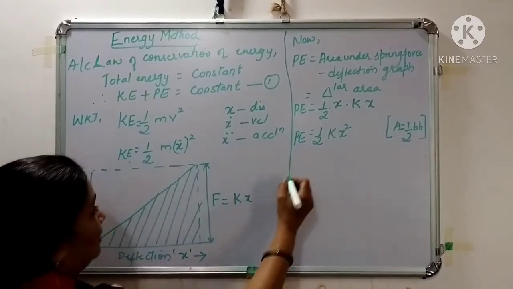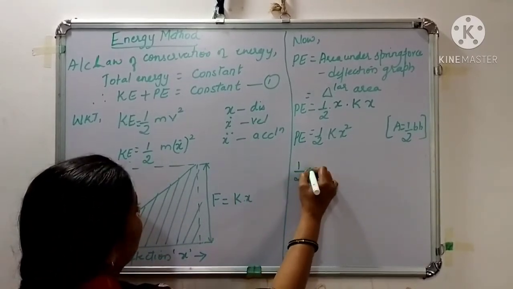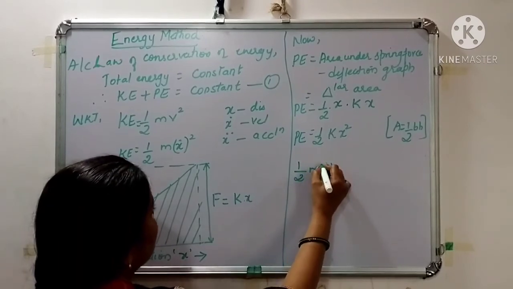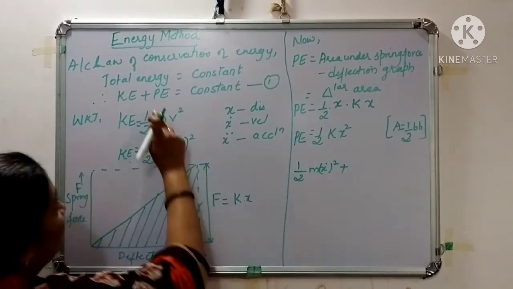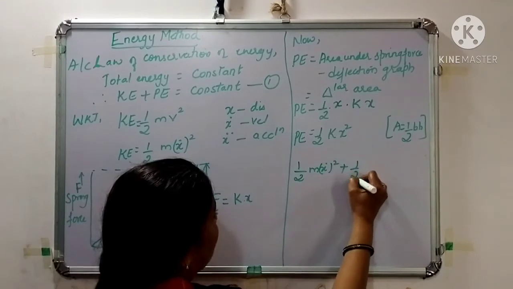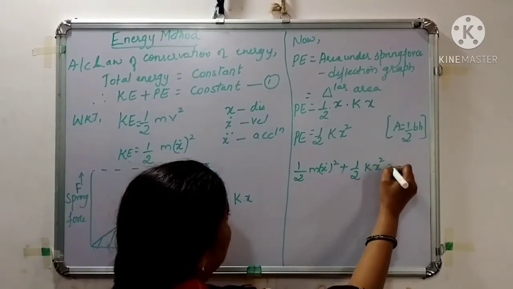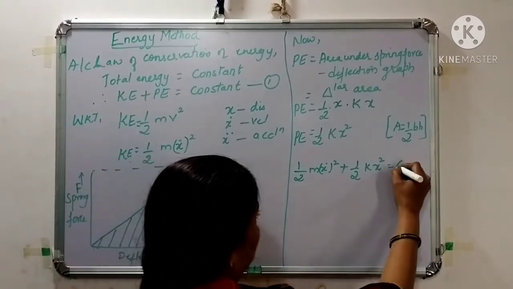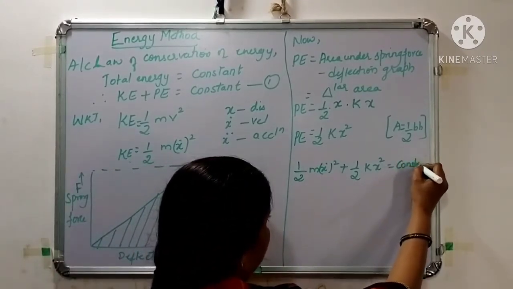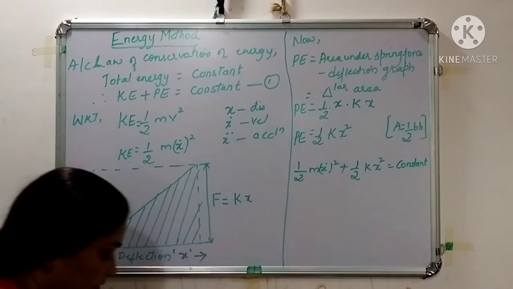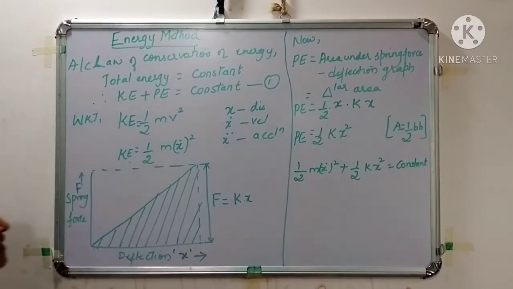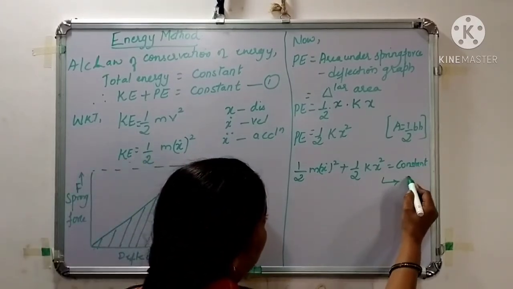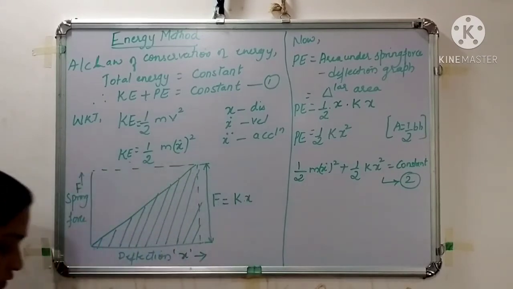So we have half m x dot square plus potential energy half k x square is equal to what? Constant. It is constant. Okay. Let me call this as equation number 2.